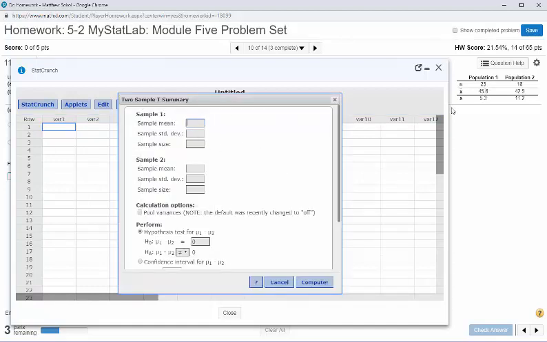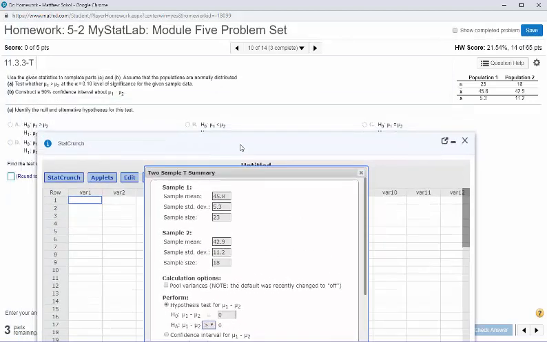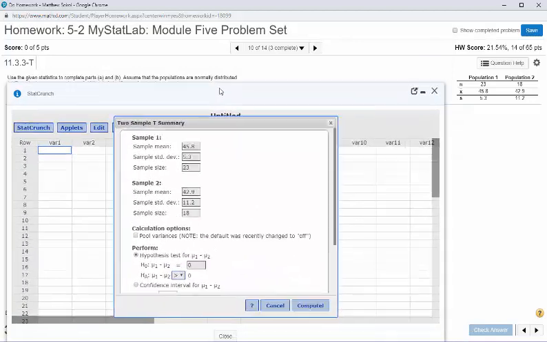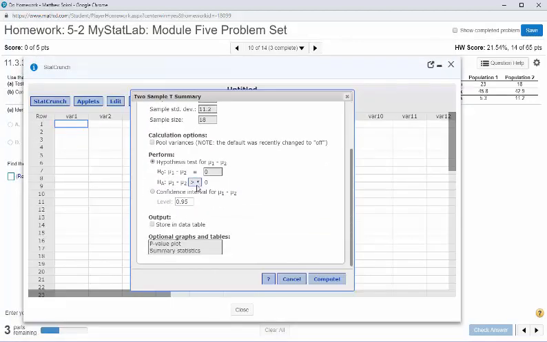Sample mean for the first one is over here, 45.8. The standard deviation is 5.3. The sample size is 23. The second one, the sample mean is 42.9. Standard deviation is 11.2. And the sample size is 18. And we wanted to test, if you look back here, that mu1 is greater than mu2. So I've got to switch this to be greater than here. And I'm going to hit compute.